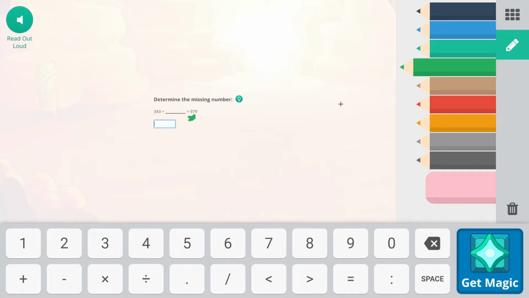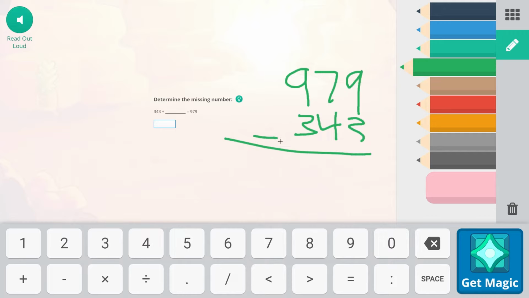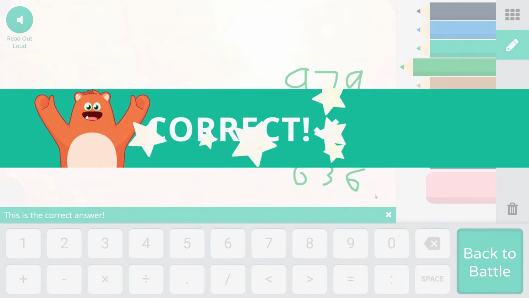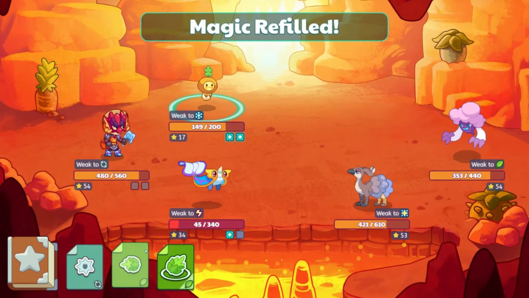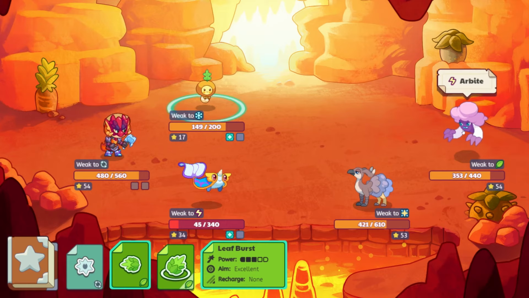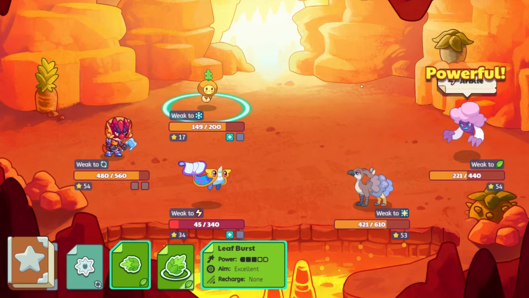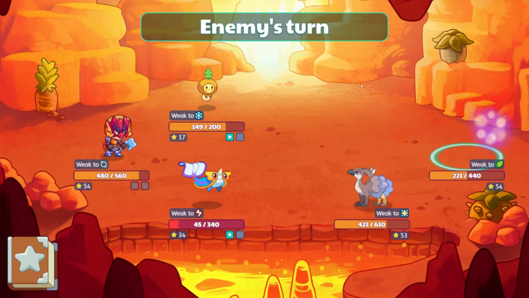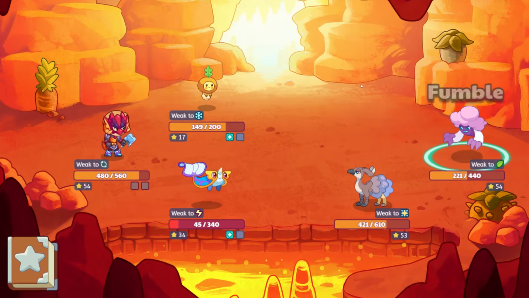Oh, geez. Time to rewrite that. 979 minus 343. And so we don't have any regrouping, so 636 is going to be our answer. And so that's going to be the other part that equals the whole of 979. All right, and let's throw a cabbage at Arbite back here. We hit. And a fumble.